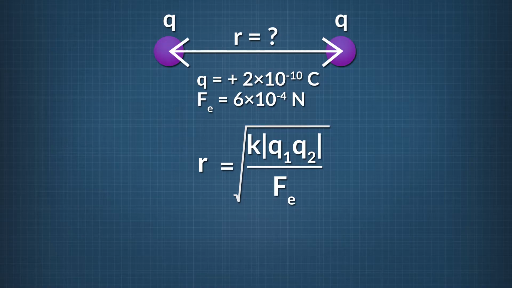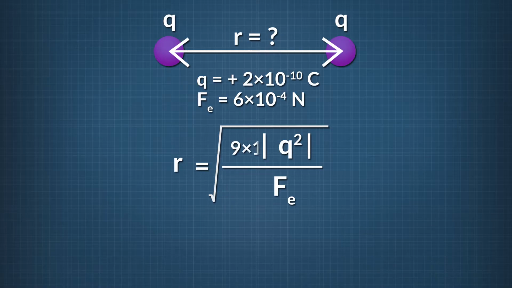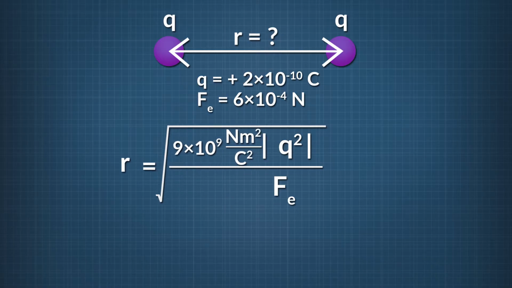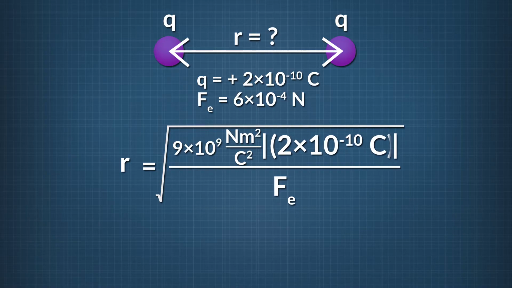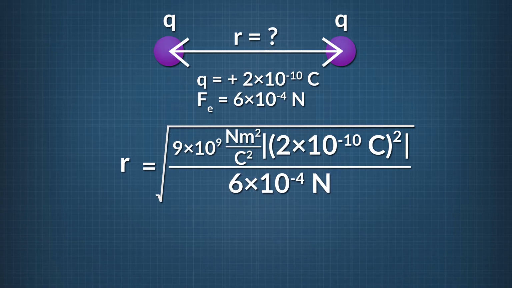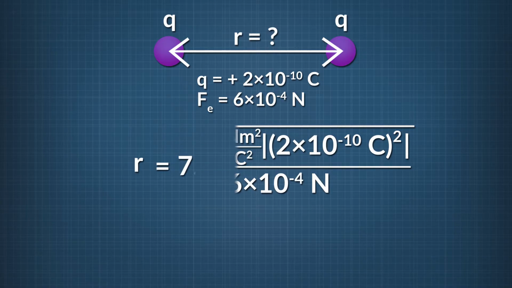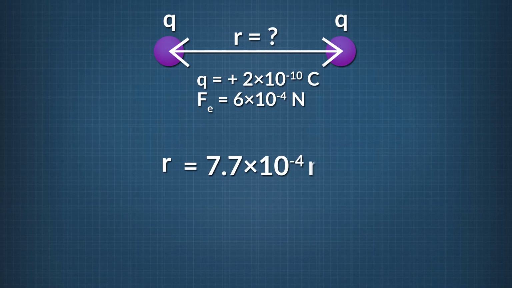When we insert the values of Q1 and Q2, which are identical, and the electric force strength, we find that R, the distance between the identical charges, equals the square root of 9 times 10 to the 9th Newton meter squared per Coulomb squared times 2 times 10 to the negative 10th Coulomb squared divided by 6 times 10 to the negative 4th newtons, which equals 7.7 times 10 to the negative 4th meters, or 0.77 millimeters.